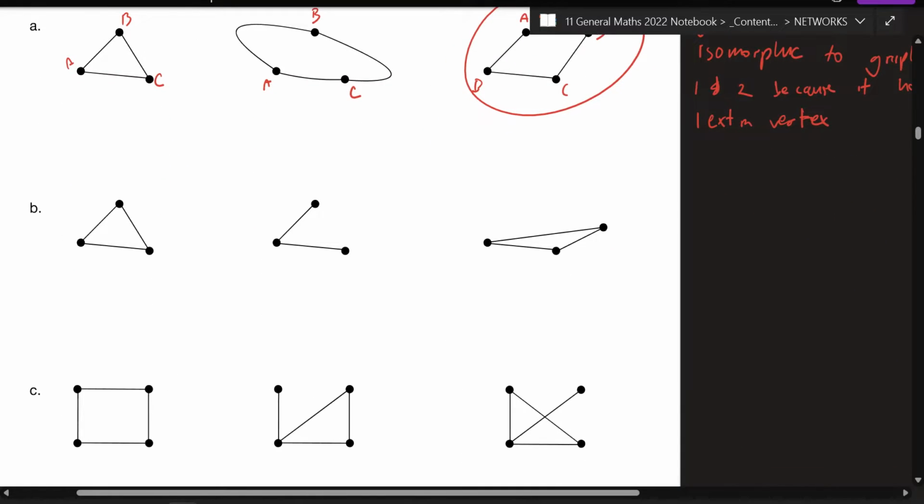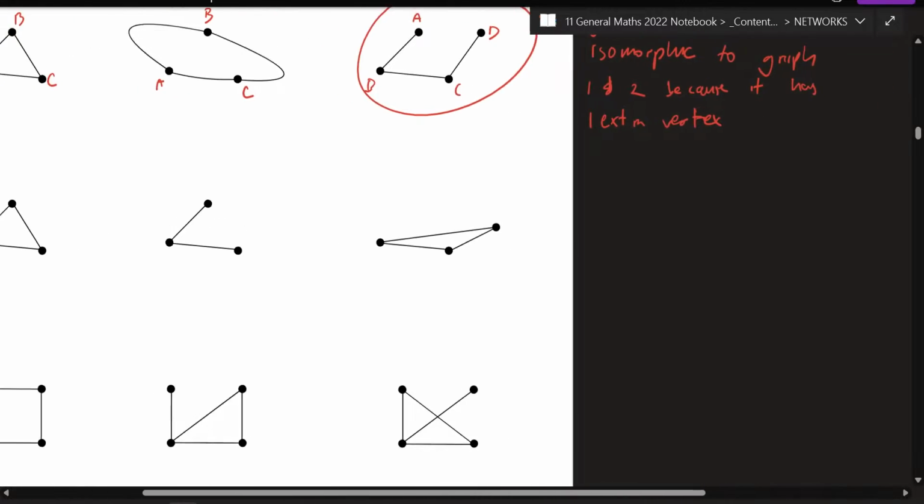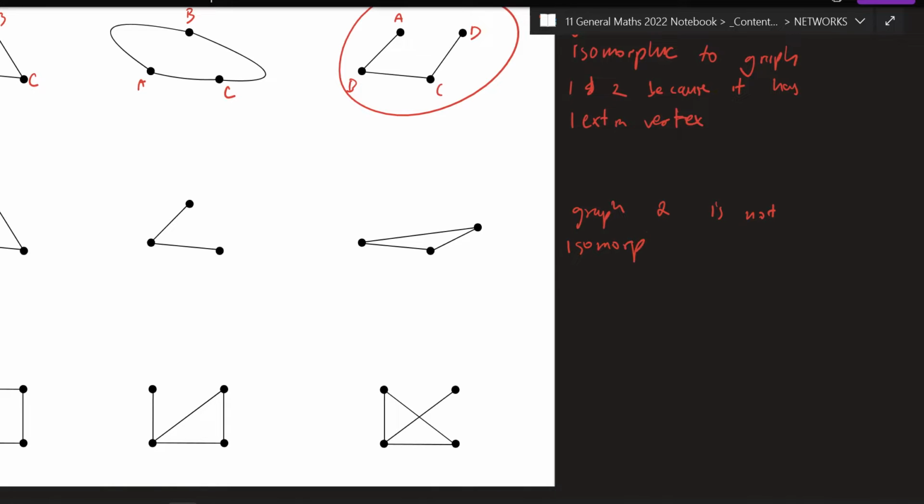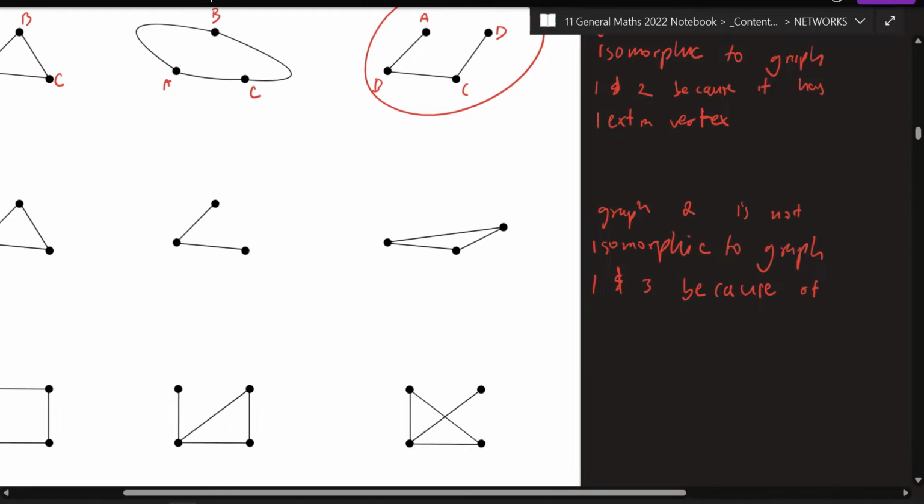B. I might call some people out here. All right. Tori, can you tell me, out of the 3 graphs on B, which one is not isomorphic? The middle one. Okay, tell me why. Because it has 2 edges instead of 3. Okay, so you can say graph 2 is not isomorphic to graph 1 and 3 because of 1 less edge.